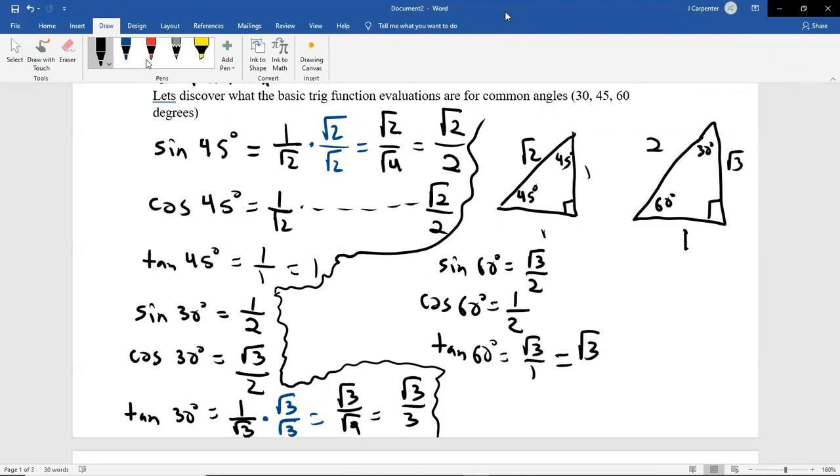Do this, then do it again, then do it again. Draw these triangles 50 times. Do these 9 evaluations 50 times. Whatever it is you have to do to get it stuck in your brain and ready to use over and over and over. And again, sure, you can blatantly memorize that sine of 45 is square root of 2 over 2. I never did it that way.